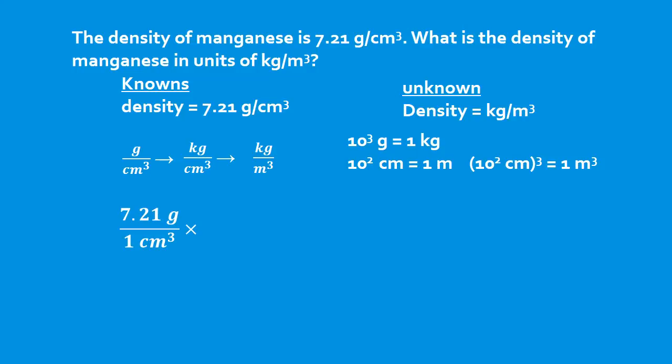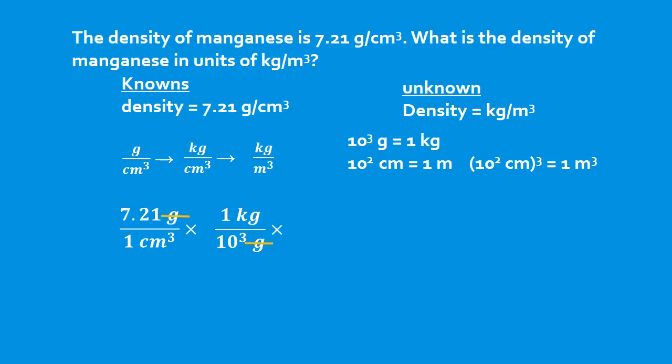We start our calculation. We start with our 7.21 grams per cm cube. Now if I want to convert grams to kilograms, that means I want to cancel grams. So in my conversion factor, grams must be in the denominator. We know in 1 kilogram we have 1,000 grams, or 10 to the 3 grams. Grams will cancel. Now I want to convert my cm cube to cubic meter. And we just said that there are 10 to the 6 cubic centimeters in 1 cubic meter.